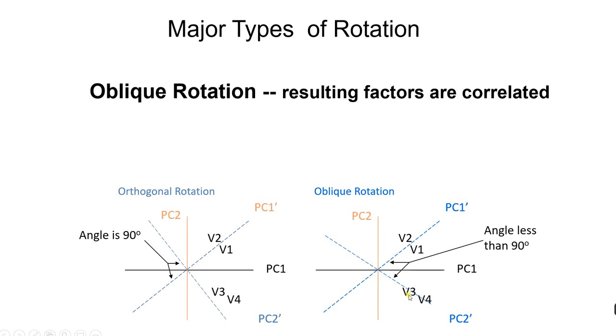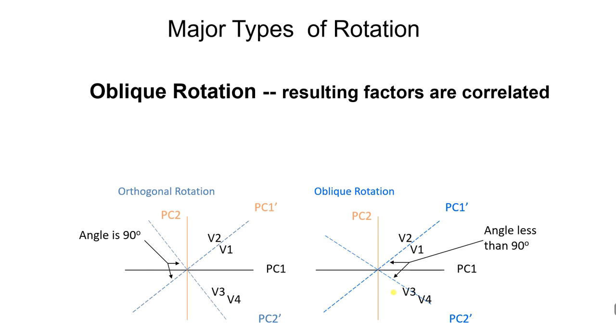Now variables 3 and 4 have high loading on PC2, and variables 1 and 2 have high loading on PC1. So this type of rotation is called oblique rotation. In oblique rotation, the factors are allowed to correlate. The angle is allowed to vary from 90 degrees to some other angle value.